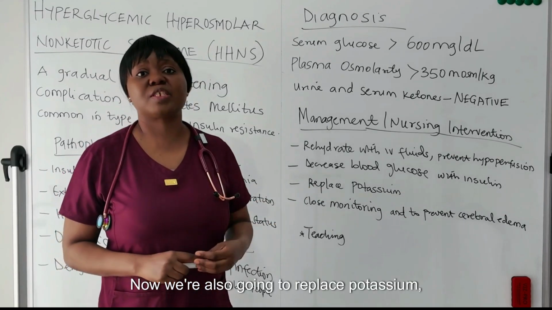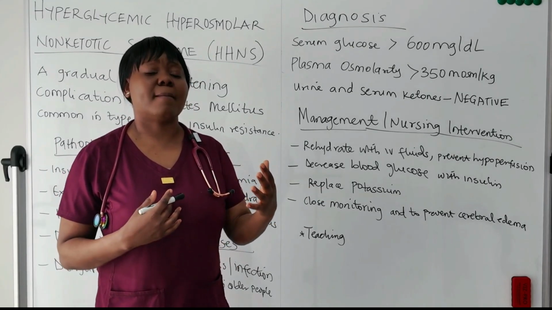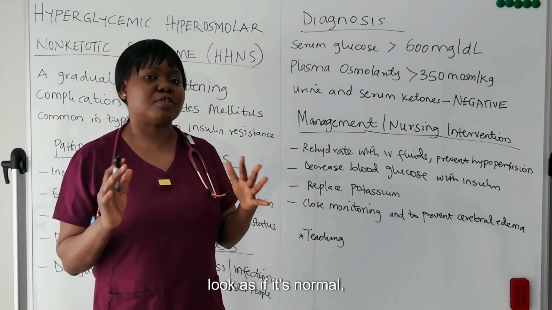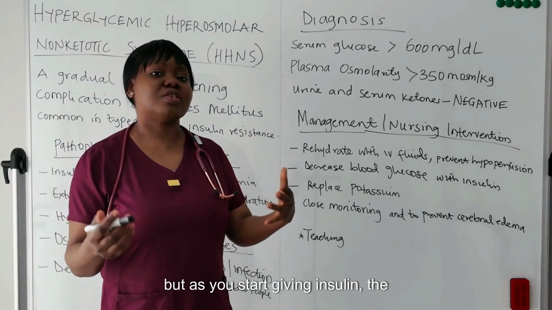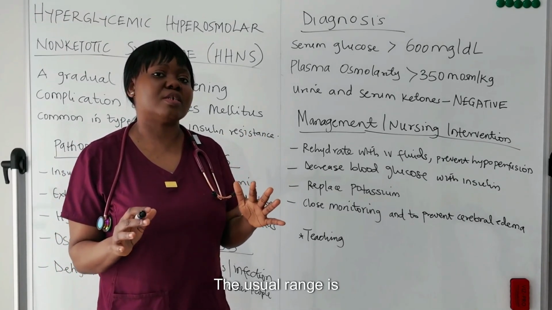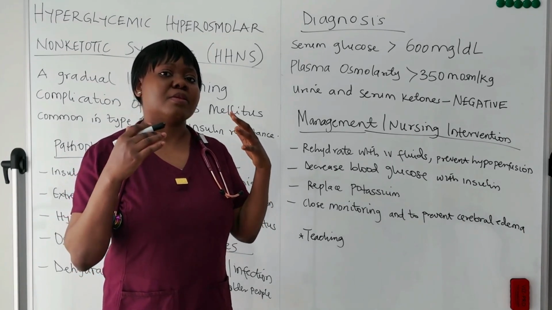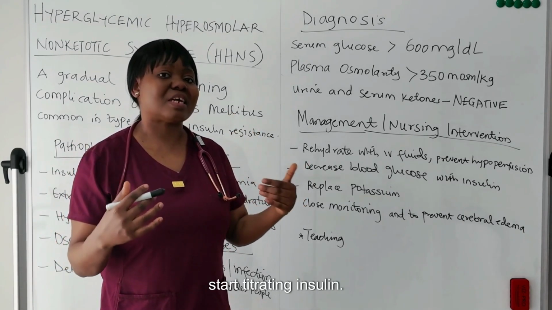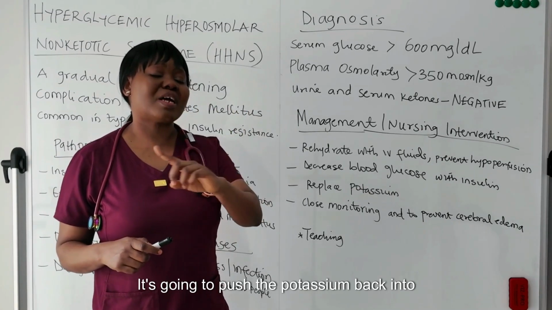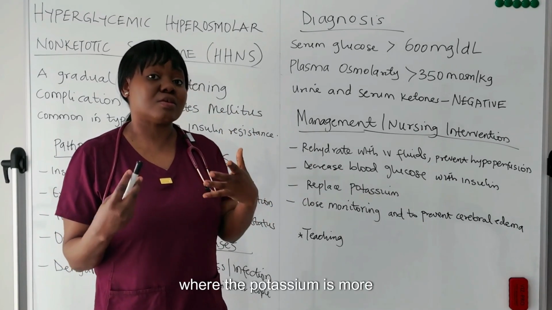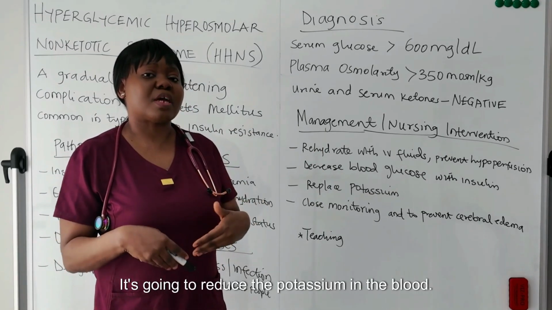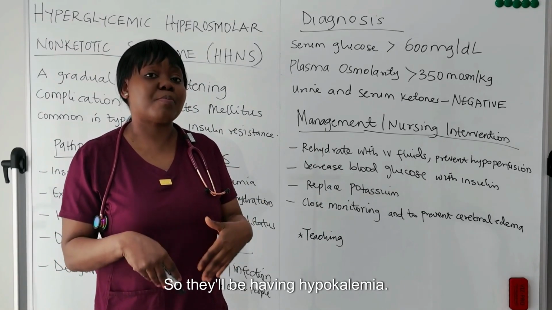Now we're also going to replace potassium, because potassium may be lost. Usually, initially, the potassium will look as if it's normal, but as you start giving insulin, the potassium may drop. The usual range is between 3.5 and 5.2. Insulin pushes the potassium back into the cell, where potassium is more prevalent, which reduces the potassium in the blood. So they'll be having hypokalemia.